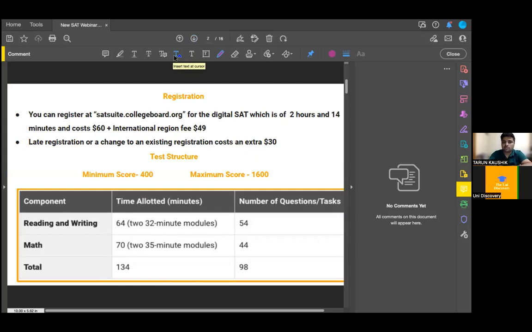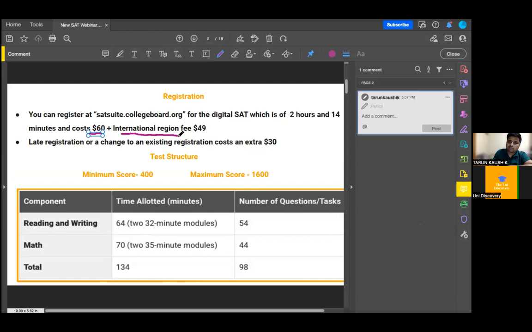So if you want to register yourself for SAT, you simply need to go to the College Board website where it will ask you about your credentials. You will fill in the details. And once all the details are filled, it will take you to the payment page where the standard fees is $60. And there is also an international region fee which is $49 for Indian students. So if we talk about the total fees for an Indian applicant for the SAT registration, that will be $109.